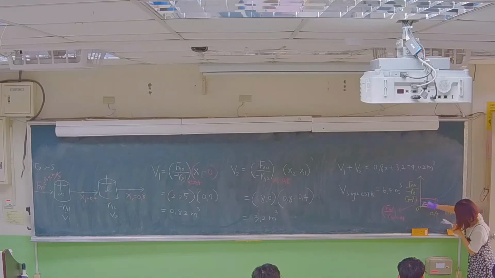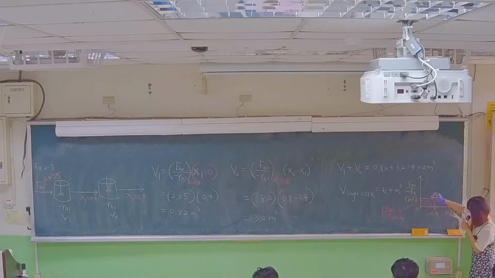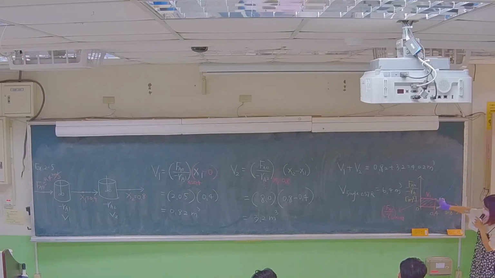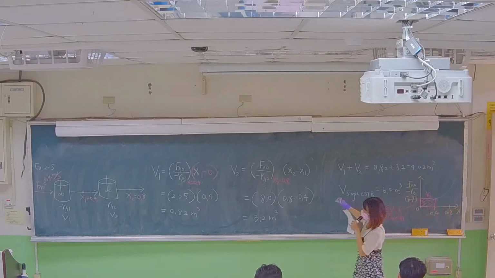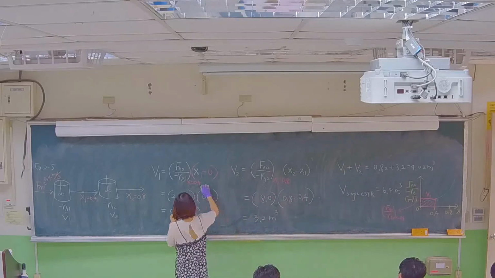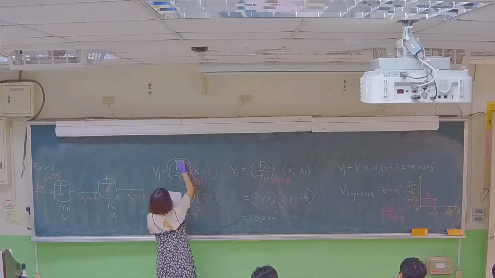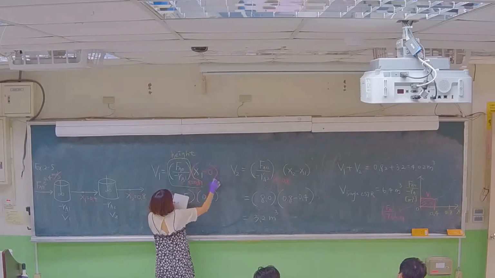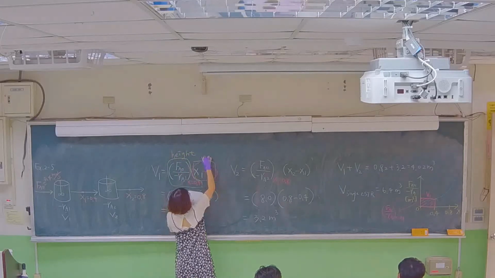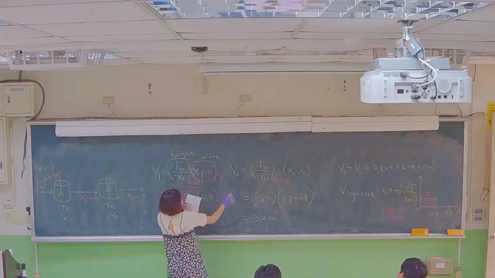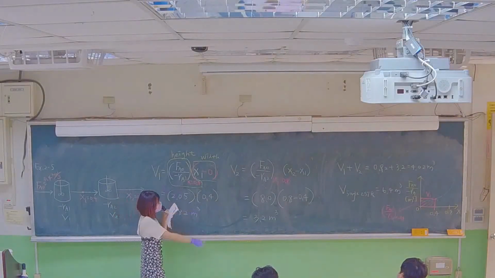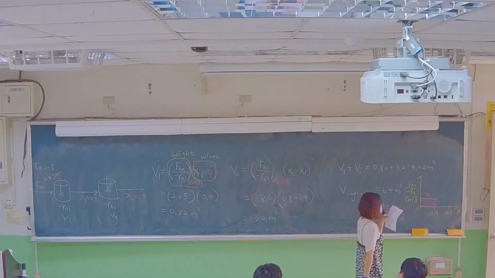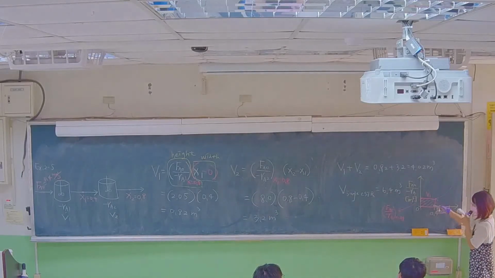The area for this one is V1, right? The height is equal to this one. The width is equal to this one, right? So you use the area of this rectangle, you get V1.